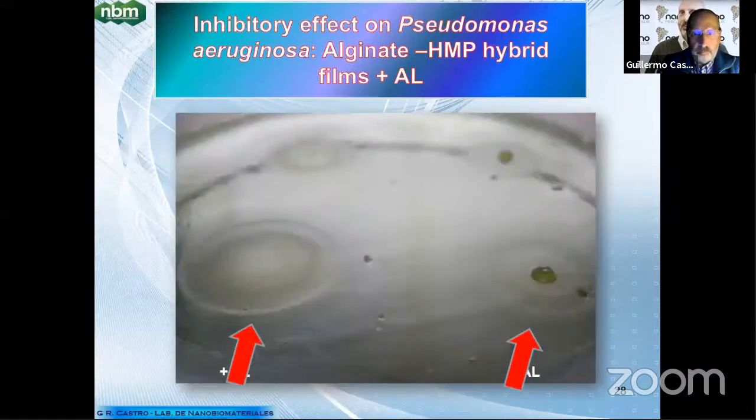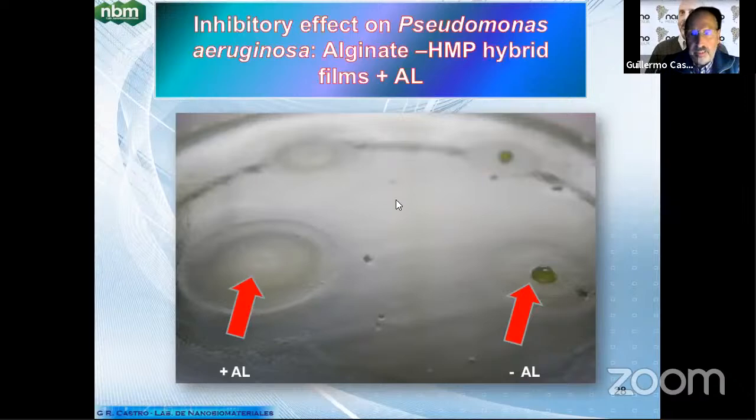So this is the particles just put in a plate containing Pseudomonas aeruginosa, and you can see what happened in the presence of alginate lyase. So there are no microspheres. In the case that we don't have alginate lyase, the structure remains. This was mentioned before.